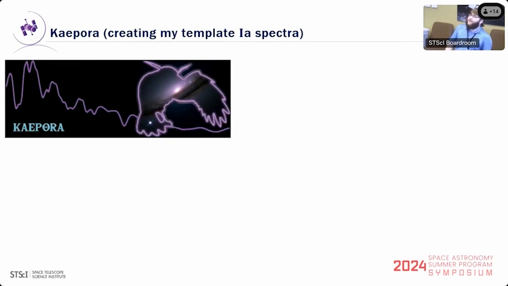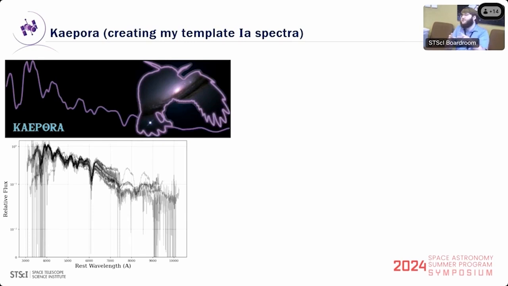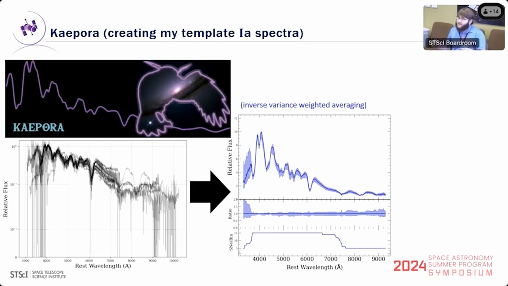Kapora is a software created by my wonderful advisor, Matt. Basically what Kapora does is it takes hundreds of different spectra that you have of type 1a supernovae and turns them all into a single composite spectrum. As you can see here at the top, it's a single spectrum with high and low confidence intervals, and there are a couple of statistics on the bottom. It does this through some inverse variance weighted averaging and a bunch of other stuff. But basically, we take a bunch of spectra and turn them into one, which is great.